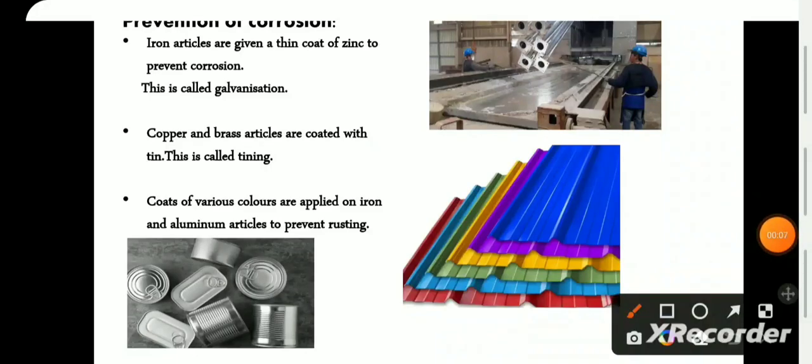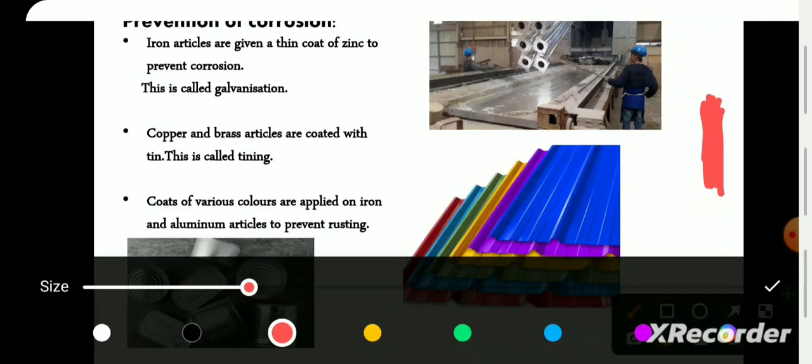Iron is given a thin coat of zinc to prevent corrosion, and this process is called galvanization. It means that a thin coat of zinc is applied on the surface of the iron, which cuts the contact of the iron with the moisture in the outer atmosphere. In this way it prevents the rusting of iron, and this process is called galvanization.